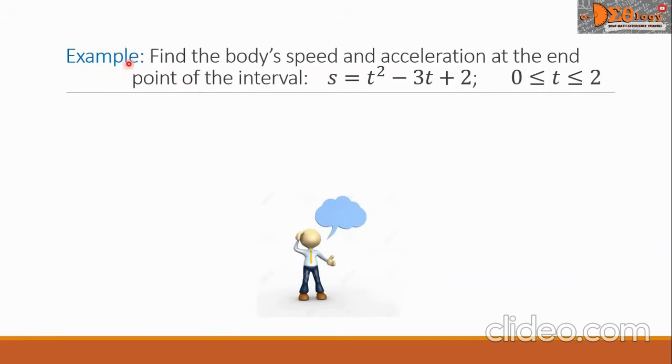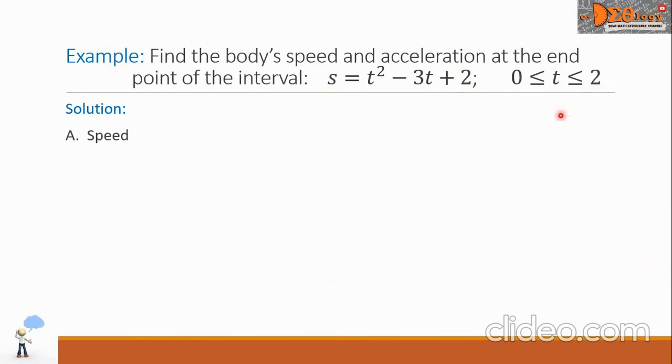Let us see this example. Find the body's speed and acceleration at the endpoint of the interval. The function is s equals t squared minus 3t plus 2. And the interval is t is between 0 up to 2.